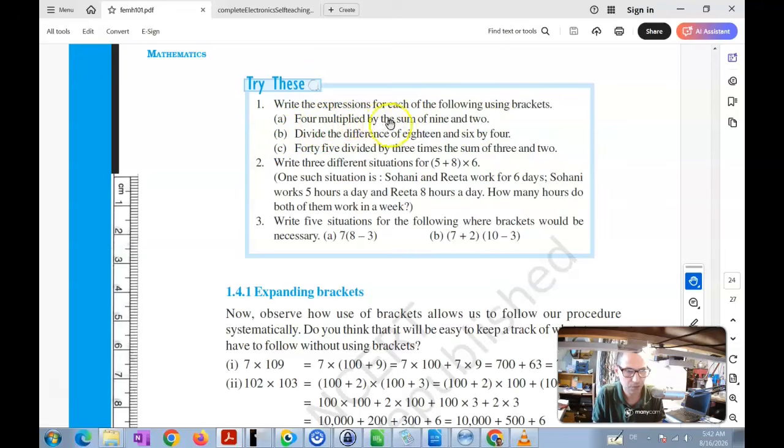So 4 multiplied by the sum of 9 and 2 means that first you have to essentially take into consideration the sum of 9 and 2, which is 11, for example, and then you will multiply it by 4, right? So essentially the sum has to be calculated first, and then you will multiply it by 4, and this is so because that's what I want it to be, right?